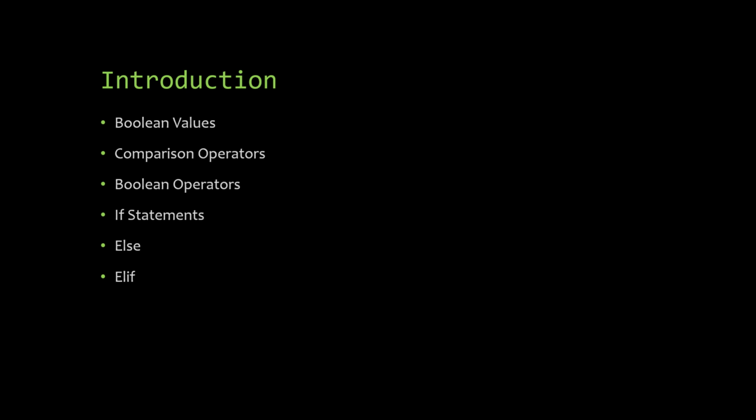The first thing that we're going to get is Boolean values. This is going to introduce us to a new data type that we can use. We're going to have comparison operators, Boolean operators. Remember, operators are just symbols that do things for us or communicate to the computer that we want to do things. And then we're going to have if statements, else if statements, and else.